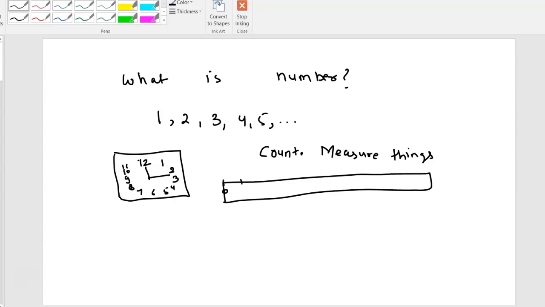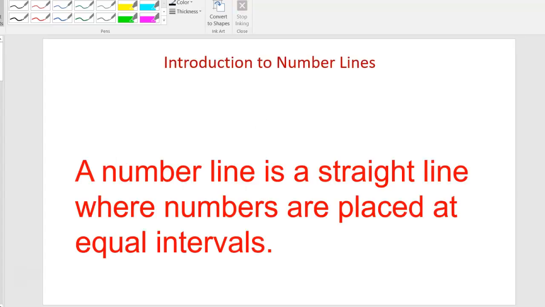It has 0, 1, 2, 3, 4, 5. Many numbers, right? These numbers are at equal distance from each other. Actually, your ruler is also a part of a number line. Okay, so let's see what a number line is. A number line is a straight line where numbers are placed at equal intervals. Let's see what that means.